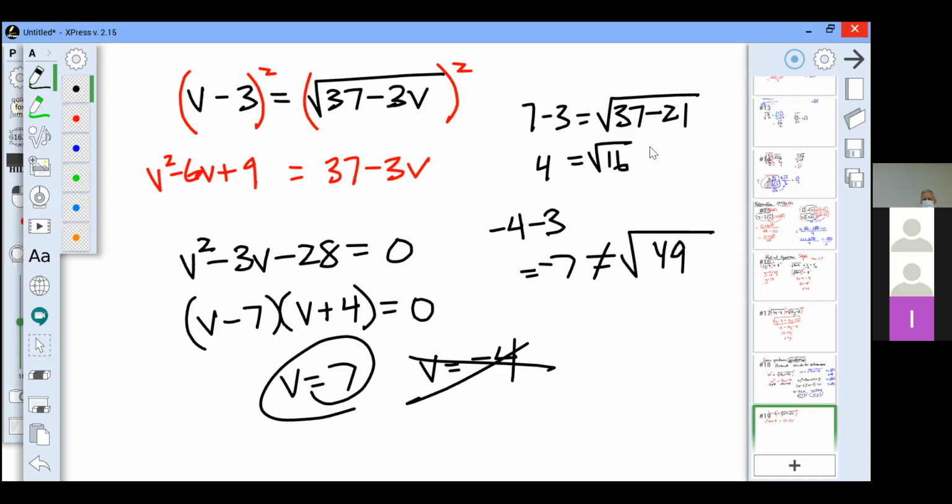While it does produce the square root of 37 minus -12, which is 49, the square root of 49 is not -7. So it generated an extraneous answer. Careful though, too. It's not always the negative one that doesn't work. It could be the positive one that doesn't work. And that's the deceiving thing. So you just have to check.